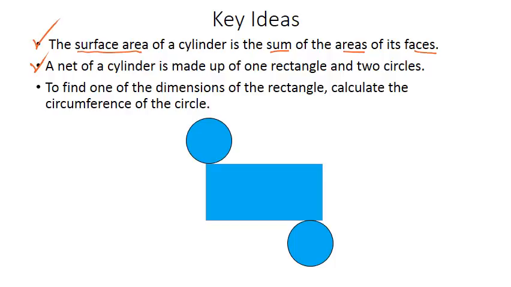The next one, to find one of the dimensions of the rectangle, this one across here, I've been calling it the width. Calculate the circumference of the circle. So the distance across here, the width of our rectangle, is equal to the distance around the outside of our circle, which is pretty special and unique. So those are the key ideas from this video on finding the surface area of cylinders.